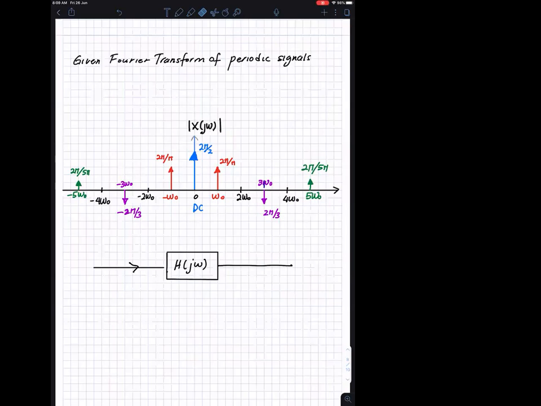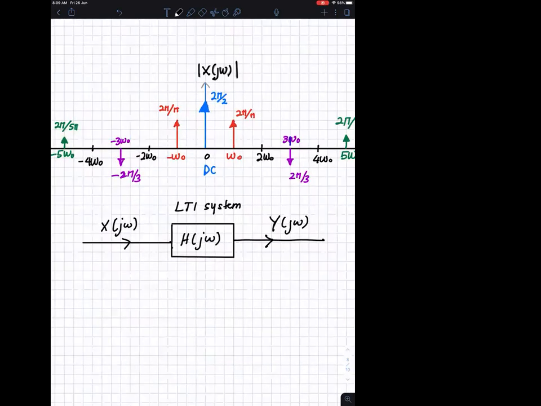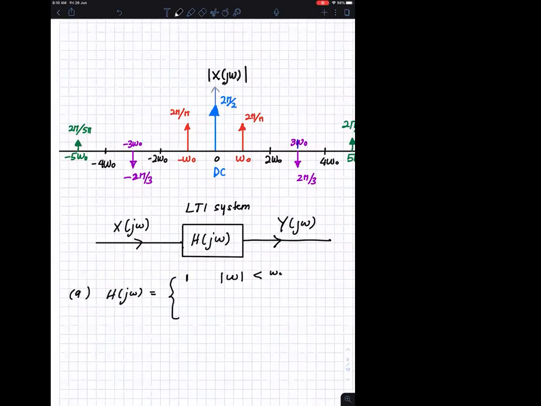Thank you. There's an input and an output. It's a linear time invariant system. So you're going to pass the signal through a filter with various cutoff points. The amplitude at the cutoff frequency is omega naught over 2, and it's going to be 0 elsewhere.